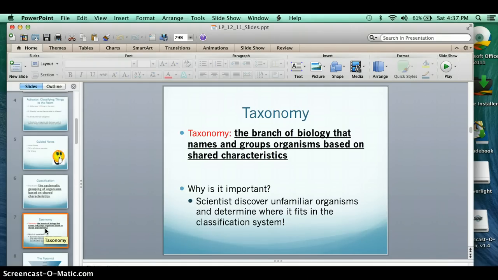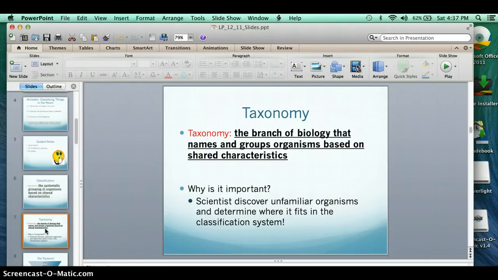Okay. So taxonomy is this branch of biology that actually does this grouping. It does this classification. It names and groups organisms based on shared characteristics. So there are some scientists who have devoted their whole lives to figuring out how similar are different species to each other. Can I put them in a similar group? So just grouping different organisms so that we've got some sort of system to understand how similar or different organisms are.